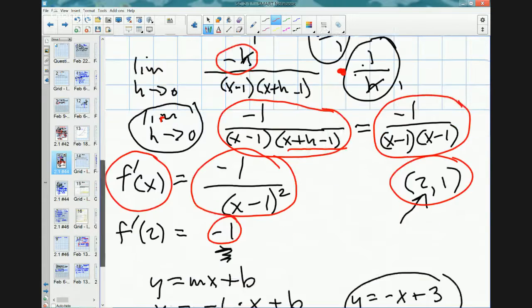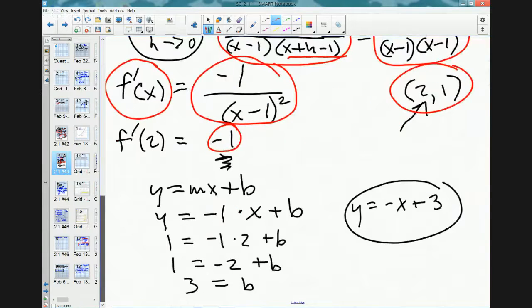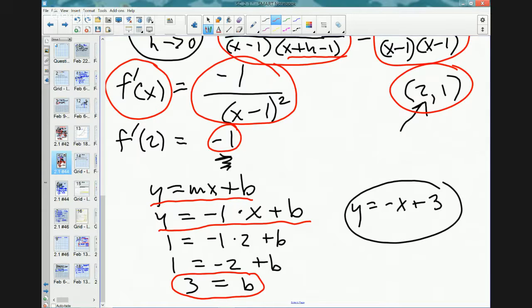So now we do the old algebra stuff. We go back to y equals mx plus b. And we already know this is what the equation looks like, because we have our slope, negative 1. Now plug in the point 2 comma 1. So 1 goes in for y, 2 goes in for x, and we're able to do a little arithmetic and get the y-intercept. Plug it in, bingo. We now have the equation of our tangent line exactly at the point they wanted it.